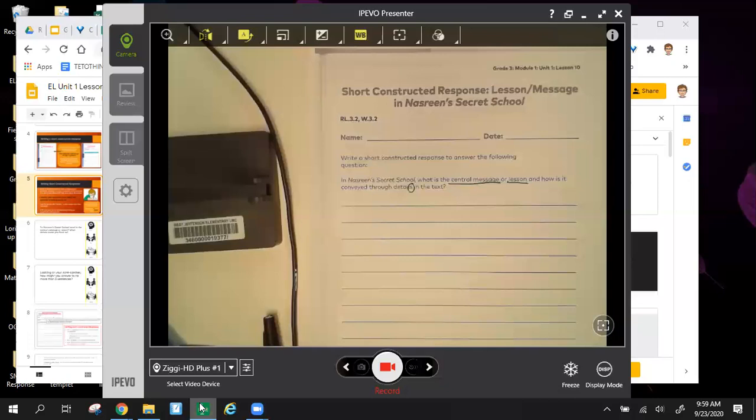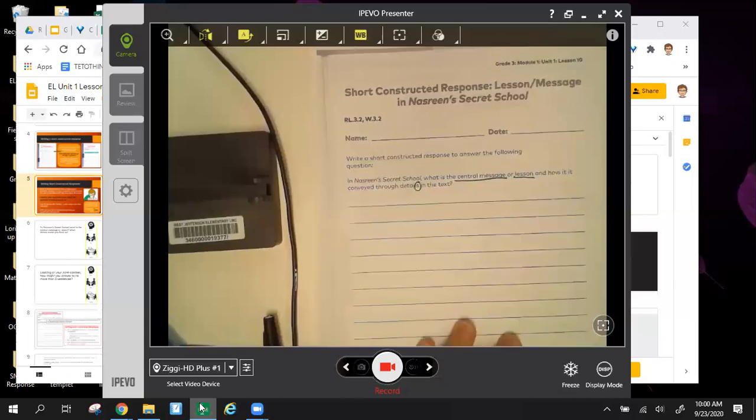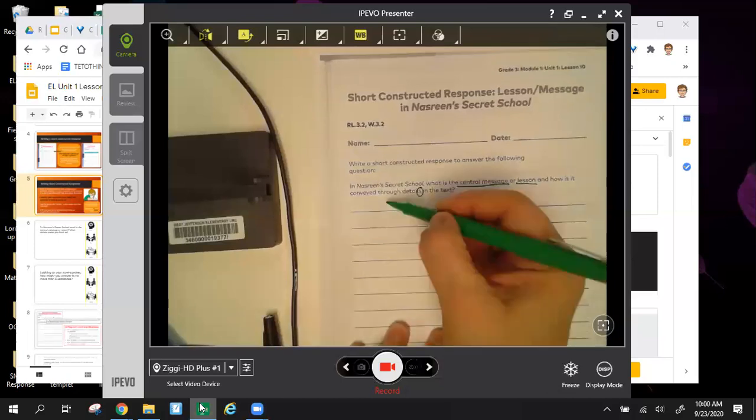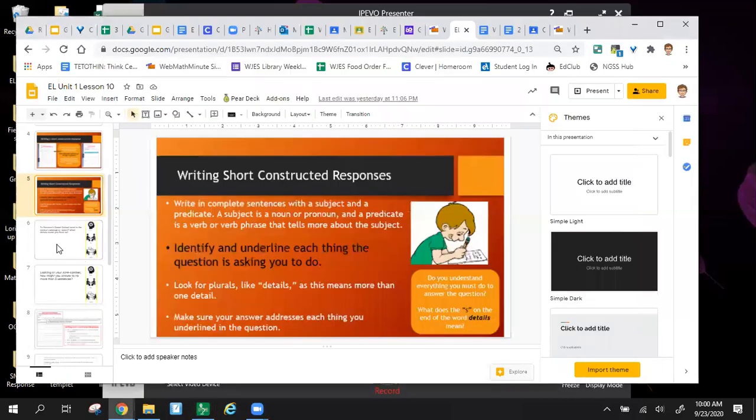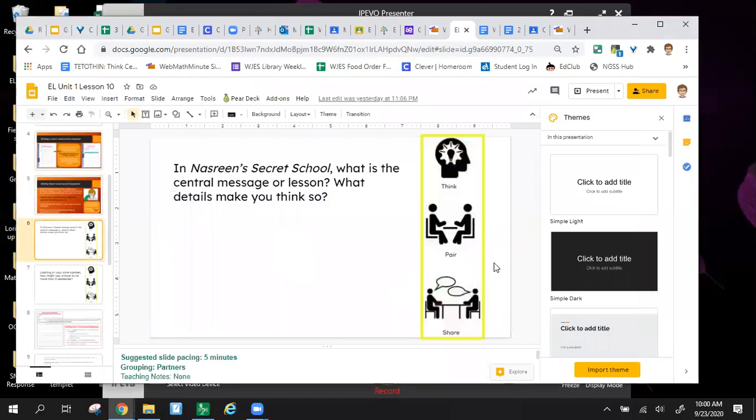Could you write about more than 2 details? Yes. Could you combine a couple details? Yes. You can do that. Today we're working independently, so it's up to you. And how is it conveyed through the details of the text? Well, I'm going to use some slightly different words that you're going to talk to your partner about.